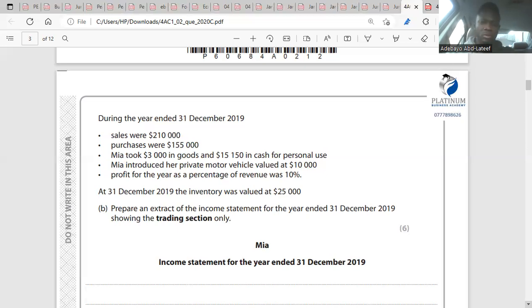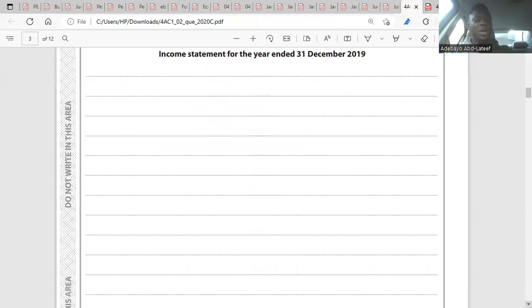Now, we are told to prepare income statement for Maya. For your income statement, you write, they wrote it already, income statement for the year ended 31 December 2019. So you use a tabular form where you have your debit and the credit.